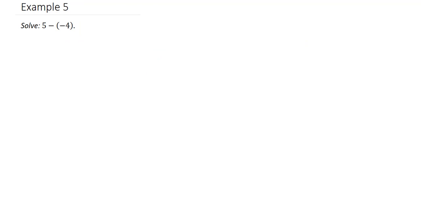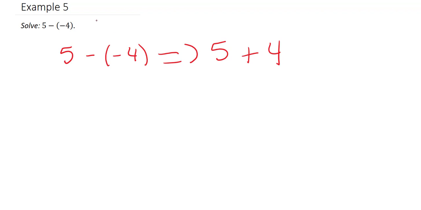Now, example 5. So we have, solve for the following. We have 5 minus -4. Well, 5 minus -4, that becomes 5 plus 4 because these two negative signs become positive. And we get 5 plus 4, so that's 9.